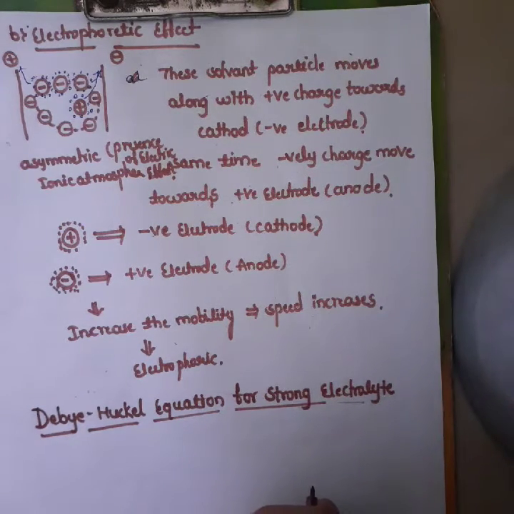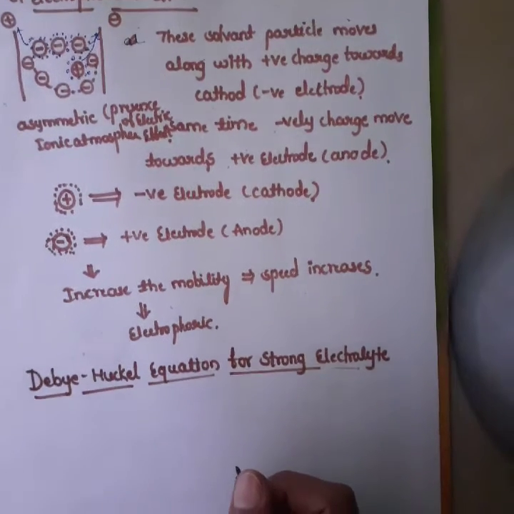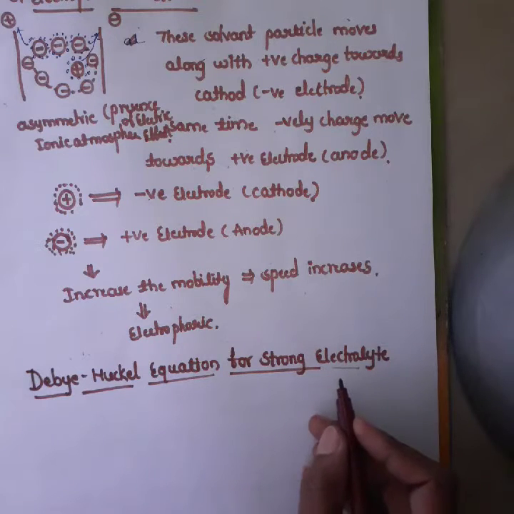Welcome back, students. Last class we studied electrochemistry. In electrochemistry we studied Debye-Hückel theory. In Debye-Hückel theory we understood what is meant by the asymmetric effect and the electrophoretic effect. Today we are continuing with the Debye-Hückel equation for strong electrolyte.